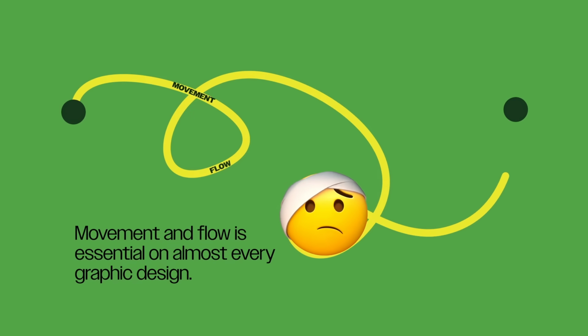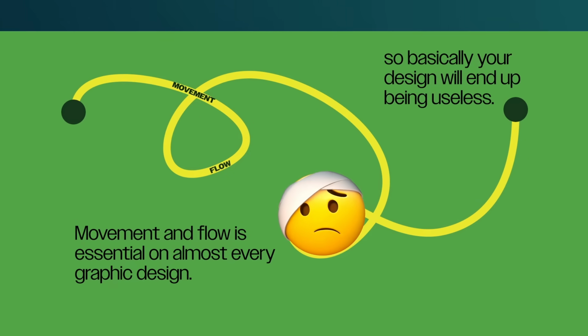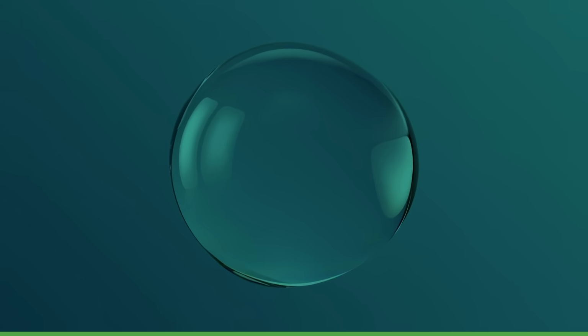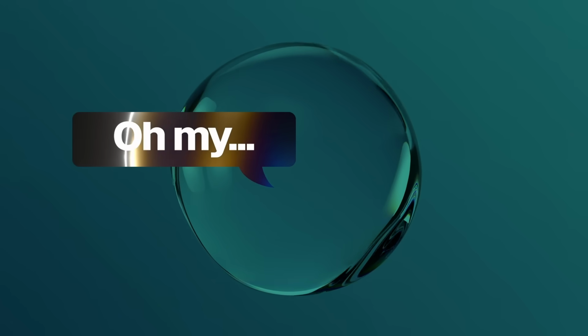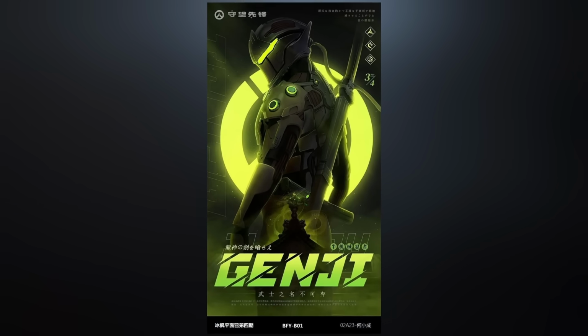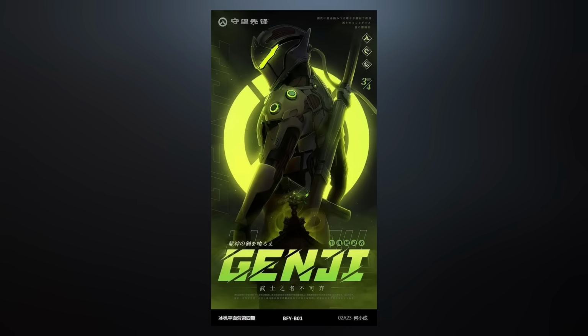get the message effectively or navigate across your design. And so basically, your design will end up being pretty useless. And that's not good for your client or for you. Interestingly, this is something AI can't actually comprehend at the moment, so let's take a look at it. There are many ways that designers can apply movement and flow onto their designs. And the first method we're going to look at here is directional line or directional design elements.